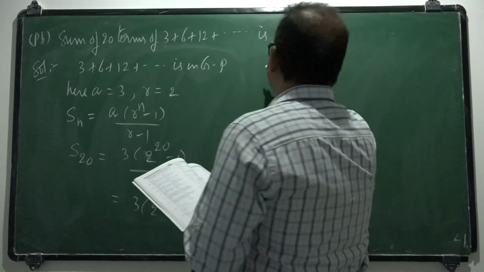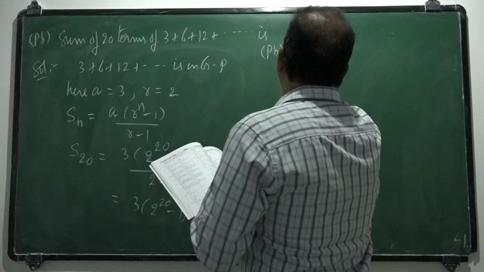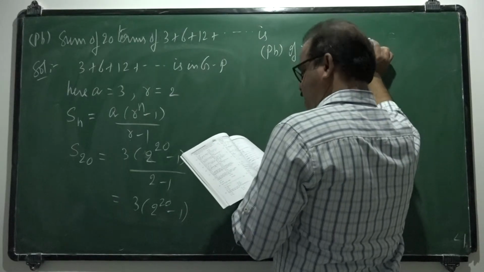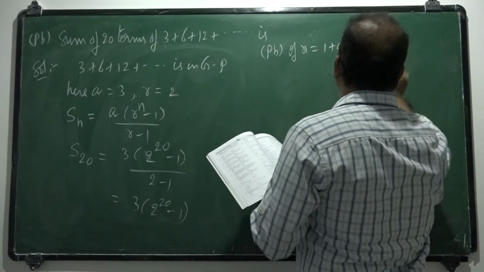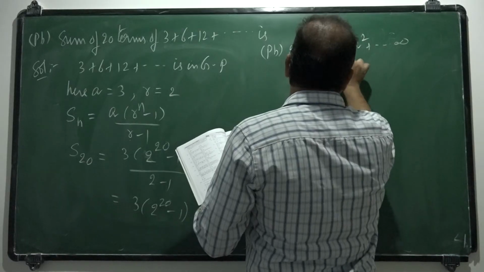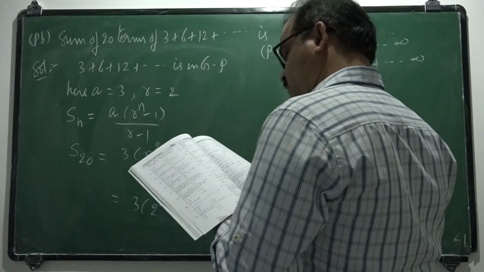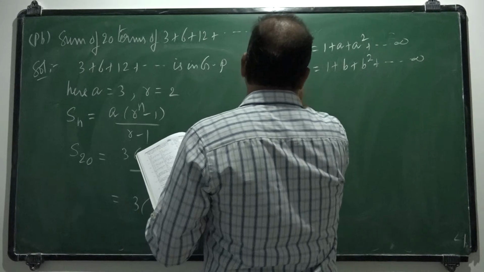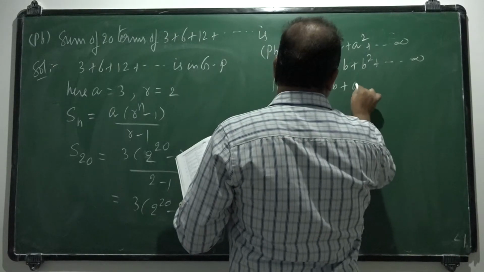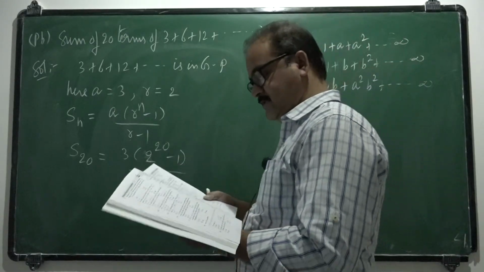Next, if x is equal to 1 plus a square plus so on up to infinity, y is equal to 1 plus b square plus so on up to infinity, then find the sum of the series 1 plus ab plus a square b square plus so on infinity.